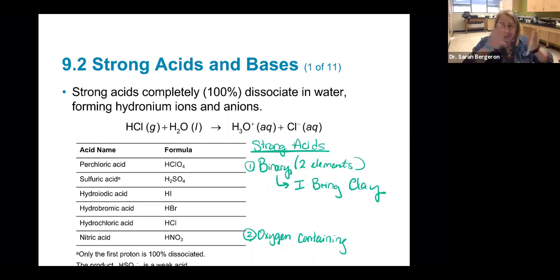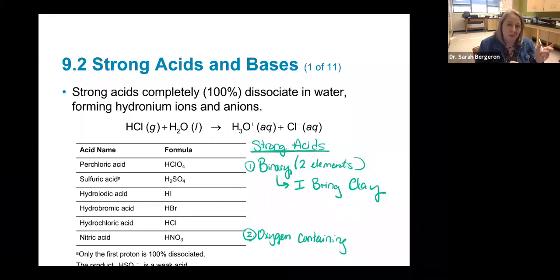It can dissociate completely, where every single molecule that started with this and that turns into the ion of this and the ion of that. And so that's 100% dissociation in water. Not all acids and bases do that. Some like to hang out together and don't like to dissociate very much. They do a little bit, but not very much. So we're going to first start with the ones that dissociate 100%.